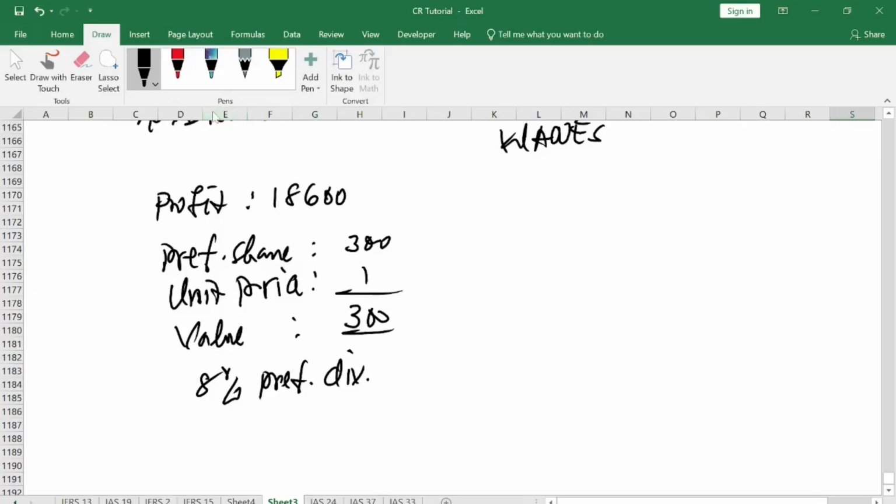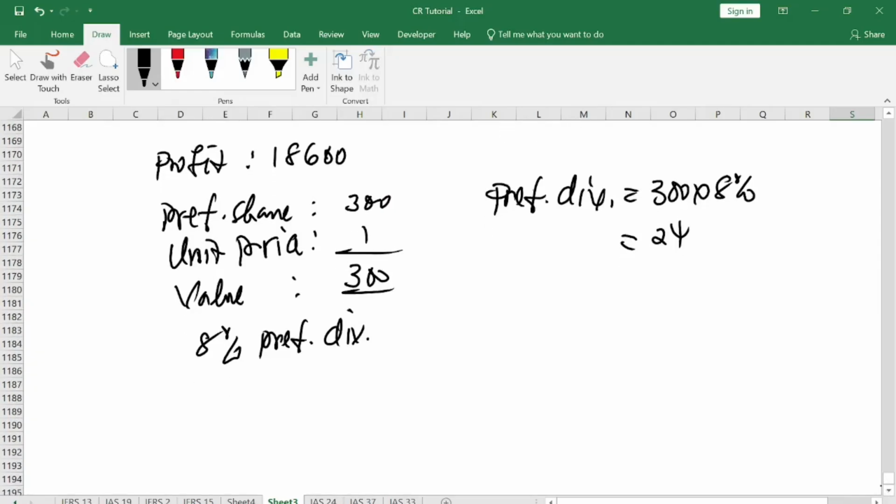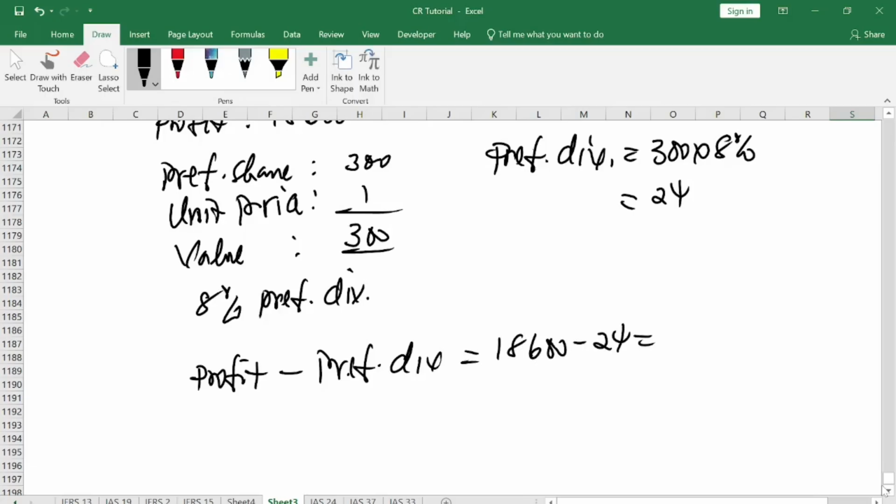So you will just pick the total value. The preference dividend will be 300 times 8%. That gives me 24. Alright, so now that we know this is our preference dividend, we can calculate our profit less the preference dividend. That will be 18 minus 24.